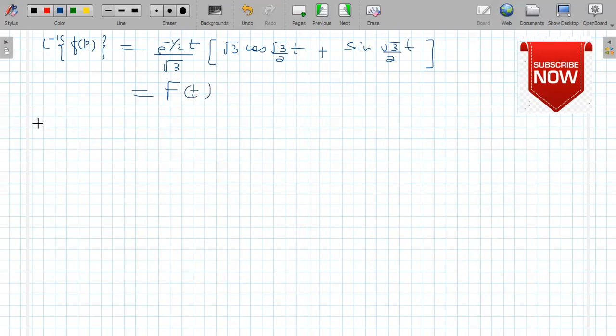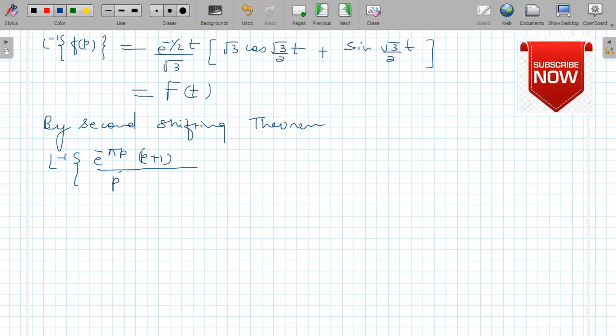Now we are ready to write the value of g(t). So by the second shifting property, or you can say theorem, Laplace inverse of e raised to the power minus pi p into (p plus 1) over (p square plus p plus 1) is equal to g(t), which is equal to f of (t minus a). So a here is half. Sorry, a here is pi.